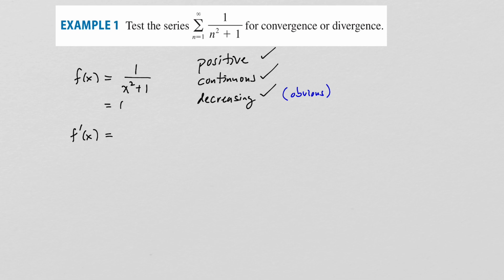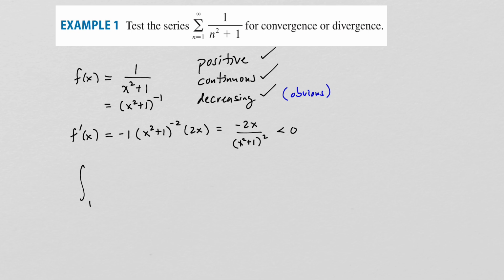So to calculate this derivative, I'm going to view the function as (x squared plus 1) to the negative 1. Therefore, the derivative would be negative 1 times (x squared plus 1) to the negative 2, multiplied by the derivative of the inside, which is 2x. And this is equal to negative 2x divided by (x squared plus 1) squared. And this is definitely negative for all positive values of x. And for a series, we only plug in positive values for x. So it is decreasing.